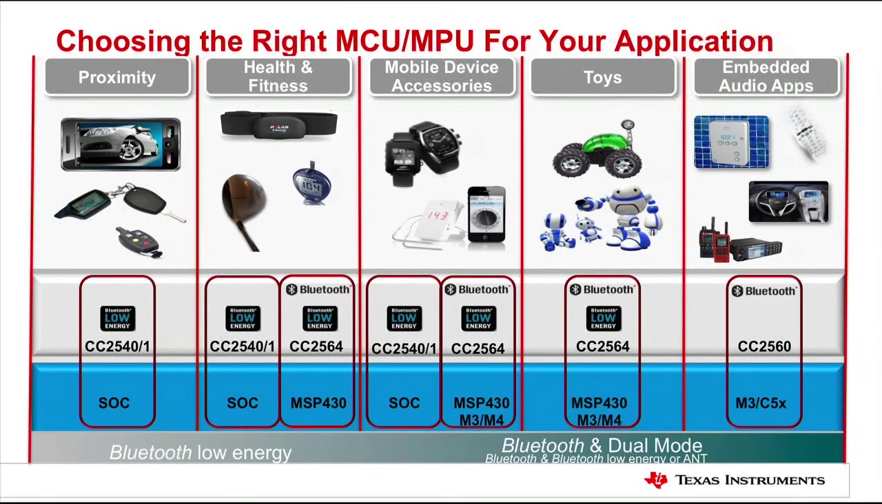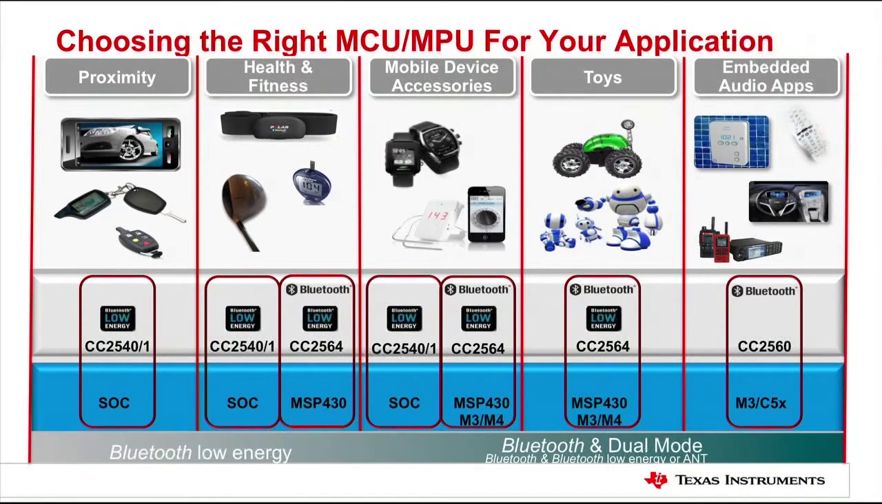So we'll kind of transition. We talked a little bit at the beginning about some of the applications where you would fit the Bluetooth low energy versus the dual mode and the classic. And this just shows it in a little bit different light with a couple other applications. So things like proximity, how close you are to things, or being able to turn or change things, seeing your presence and things like that. Typically done with the Bluetooth low energy, CC2540 and 41.